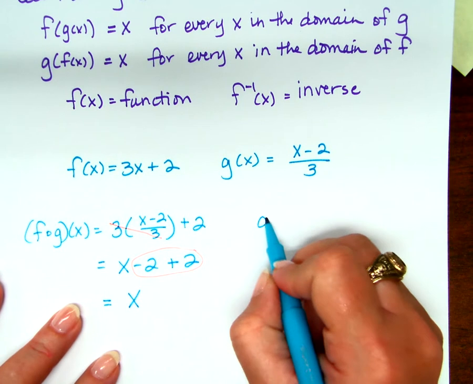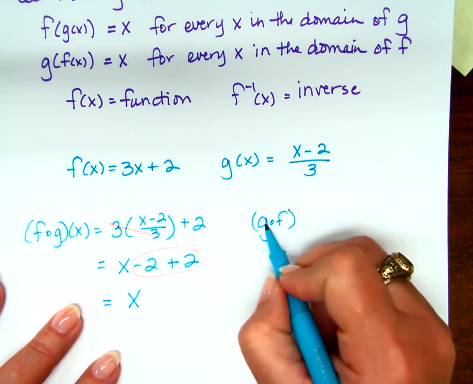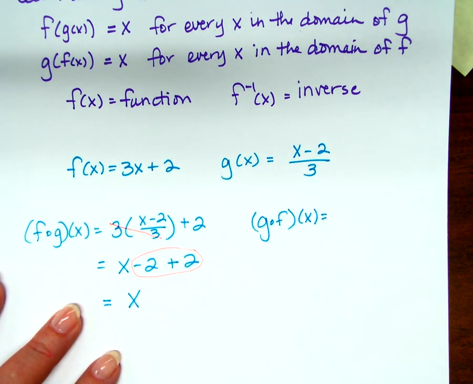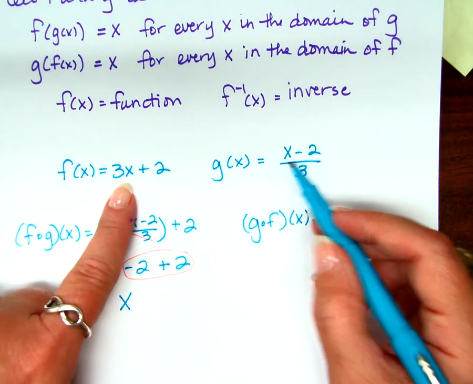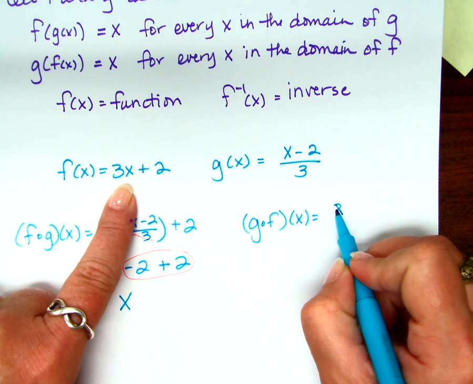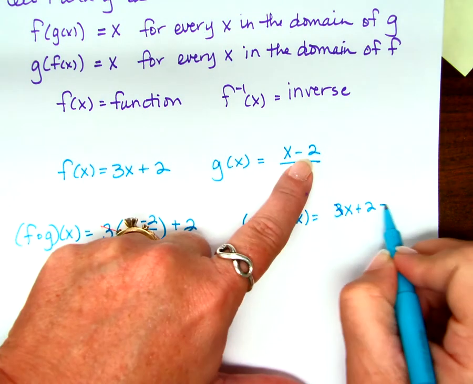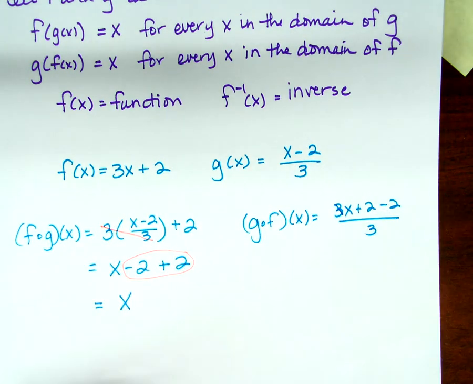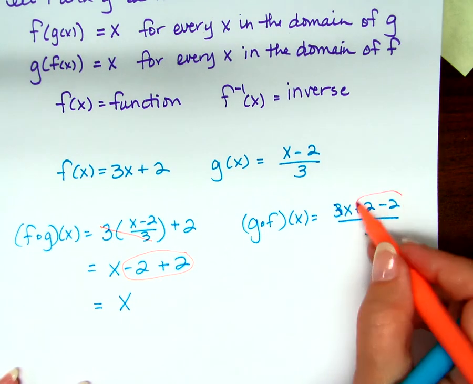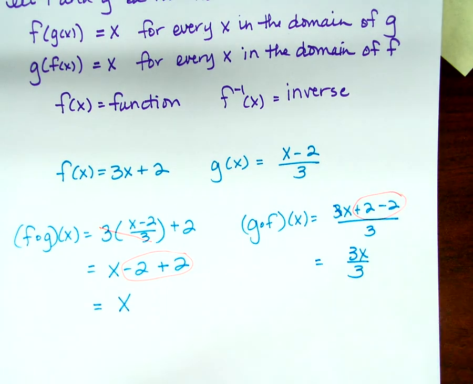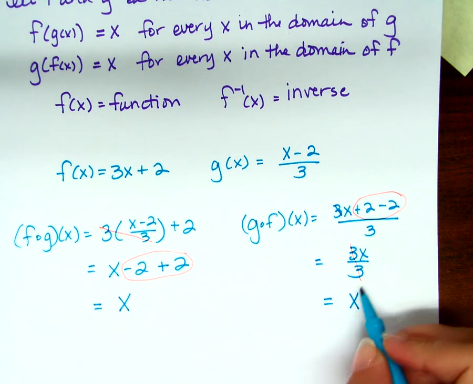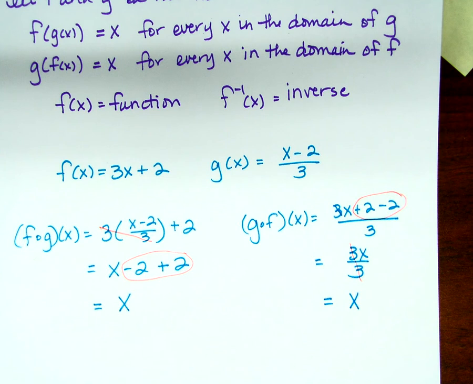Now I have to do g of f. G of f of x. Okay. So I start writing g, and anytime I get to an x, I write f of x. So 3x plus 2 minus 2 over 3. Well, what happens here? That's 0. So that simplifies to 3x over 3, and what happens here? That simplifies to 1, so I just get x. Now I have verified that these two functions are inverses.